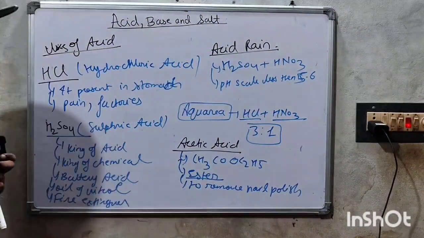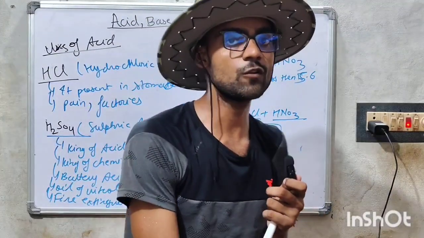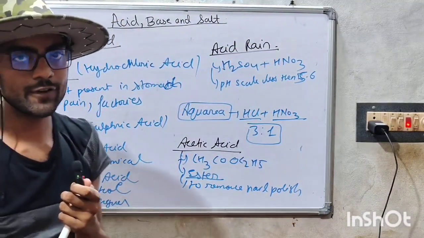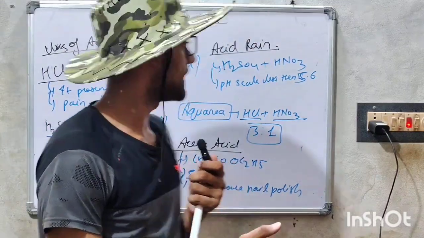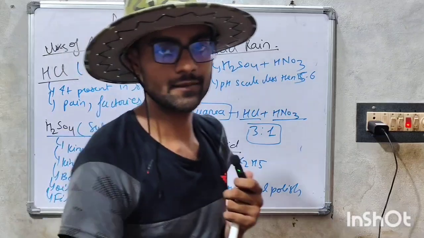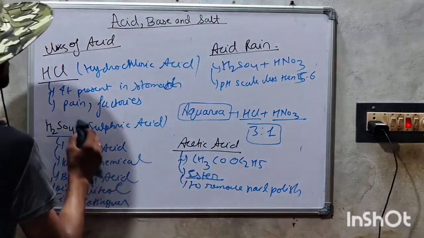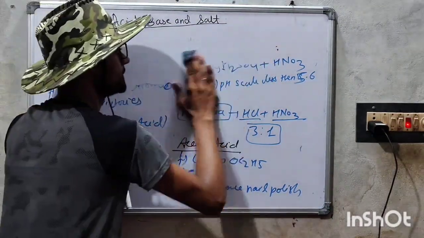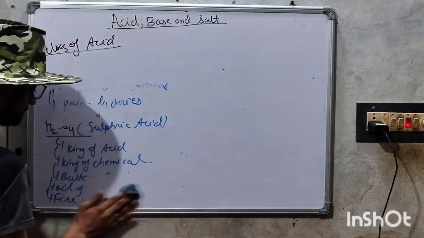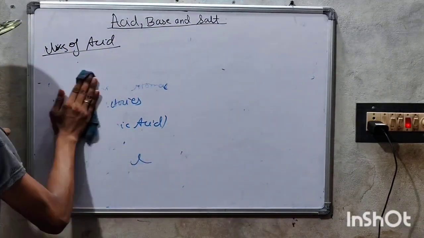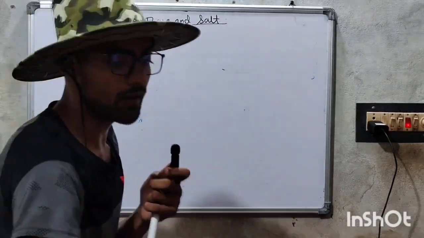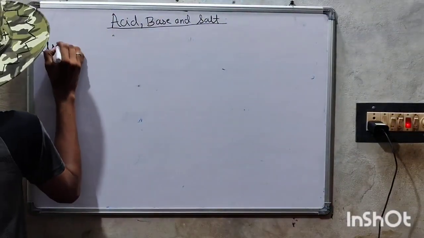So this is what we have discussed about the uses of acids: hydrochloric acid, sulfuric acid, nitric acid, and acetic acid. And now we will discuss some uses of a base.